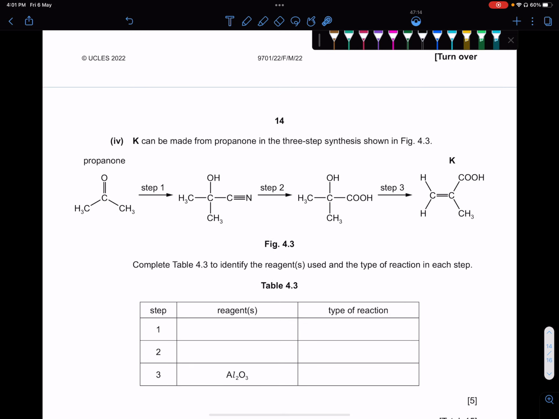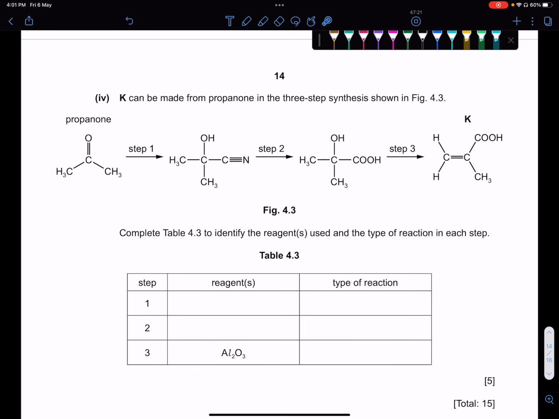Now K can be made from propanone, a ketone, by a three-step synthesis. Complete table 4.3 to identify the reagents used and the type of reaction in each step. Step 1 converts propanone to this hydroxynitrile. Then everything remains the same; the only thing that changes is that the CN changes to a COOH group, by acidic hydrolysis. Then we have removed the water, removed the OH group. So step 3 is dehydration.